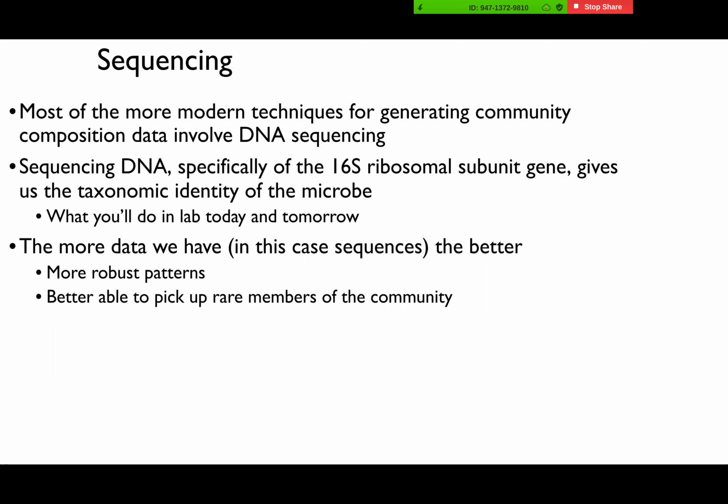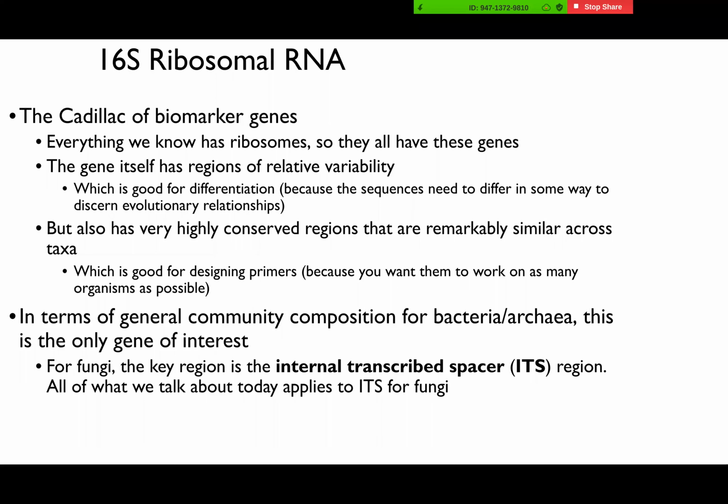And this gives us the taxonomic identity of the microbe that you're looking at. Now, the idea being the 16S ribosomal RNA gene is the Cadillac of biomarkers. And the reason for this is that all organisms have ribosomes. So every organism on the planet has ribosomal RNAs. And the interesting thing about 16S is because every organism has it, it does have a high degree of variability.